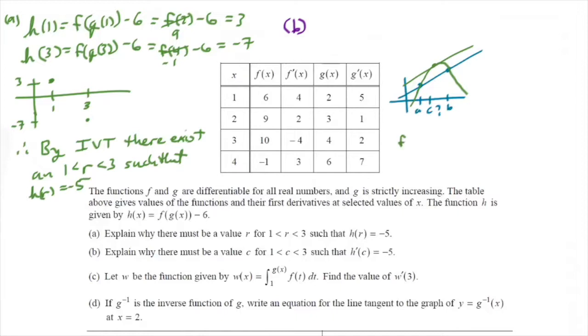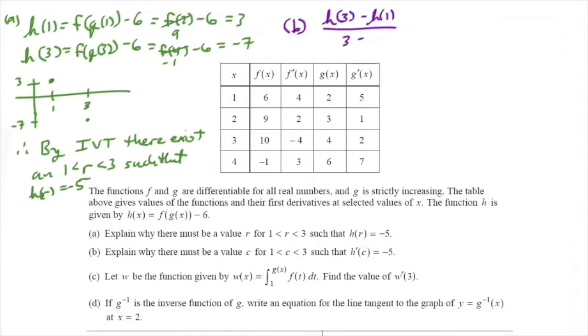So in other words, people like to do f of b first, doesn't really matter though. f of b minus f of a over b minus a equals f prime of c. So the slope at some value c. That's what we're going to try to show here right now. So what we're doing here is we're going h of 3 minus h of 1, and we're going to subtract 3 and 1.